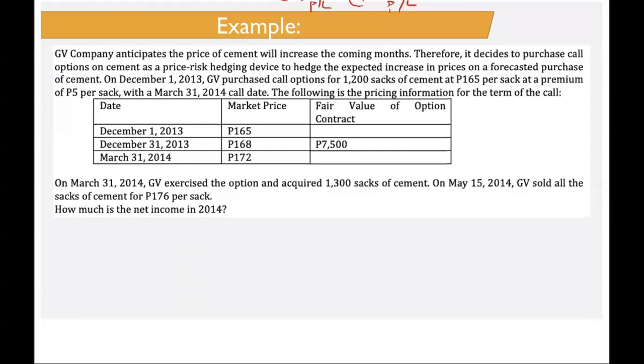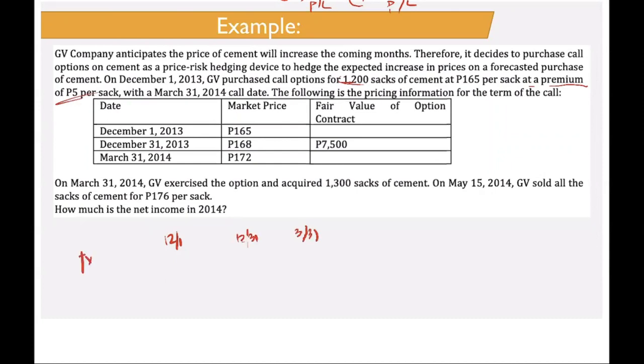GV purchased call options of 1,200 sacks of cement at a premium of 5 pesos per sack. So that is the amount of our option price, 5 pesos per sack. After our option price, we now have the different market prices on the dates December 1, December 31, and March 31. Okay, so we get the fair value of our option.